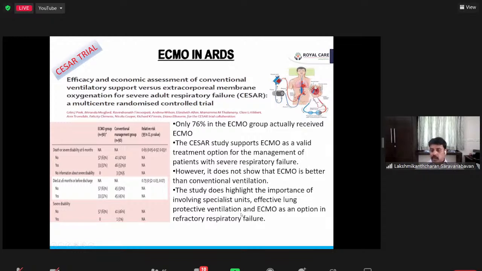This study does highlight the importance of involving specialist units, effective lung protective ventilation, and ECMO as an option in refractory respiratory failure.